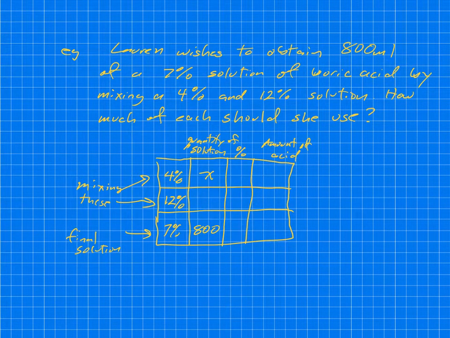Now the tricky part is the second one. If I know that I have 800 total, and X is the 4% solution, there's a way to express the amount of 12% solution using the 800 and the X. How'd you guys know that? I was hinting at it. So 800 minus X. I take away how much 4%, and that's how much 12% has got to be there.